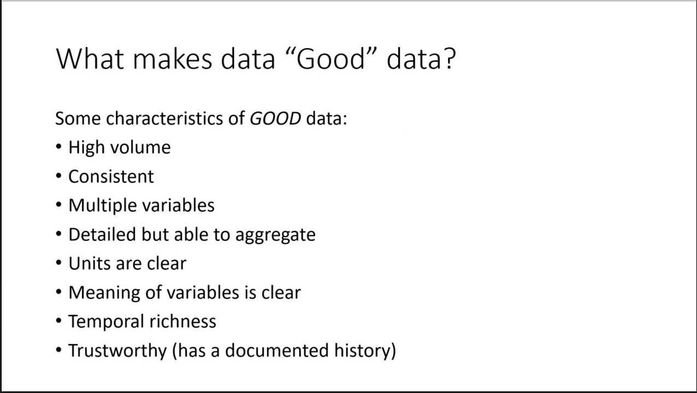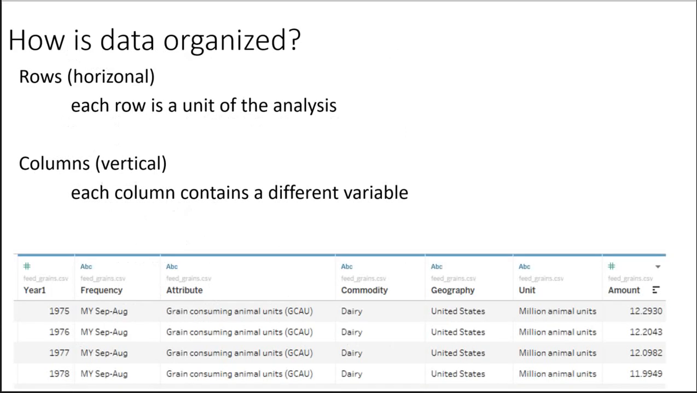Looking for temporal richness. So, not data from just 1 year, but maybe you have a 200-year record or a 50-year record or something like that. And again, for every year or every month of a year or every day, if it's just monthly data, for example. And then, making sure that you know the origins of the data. Does it have a metadata file? Is the history documented? Do you know what the sources are? Are the sources trustworthy?